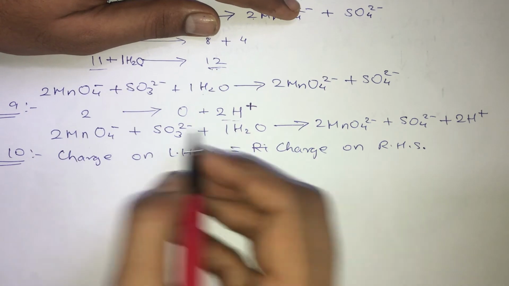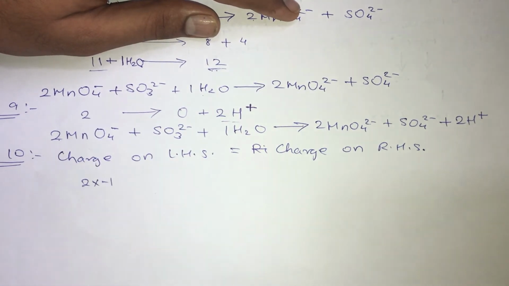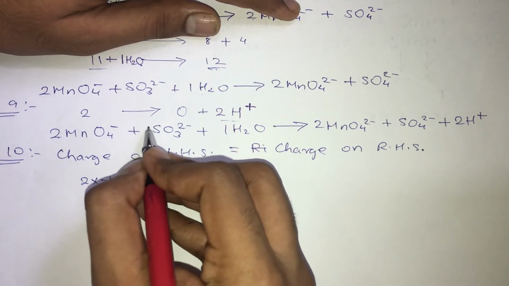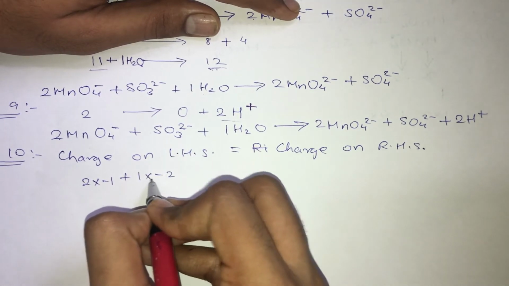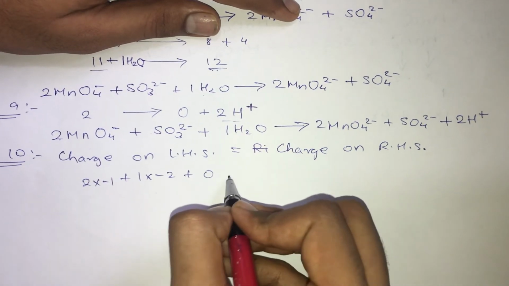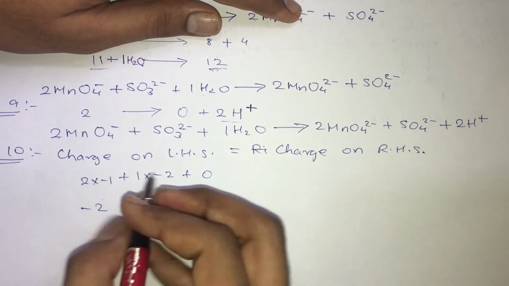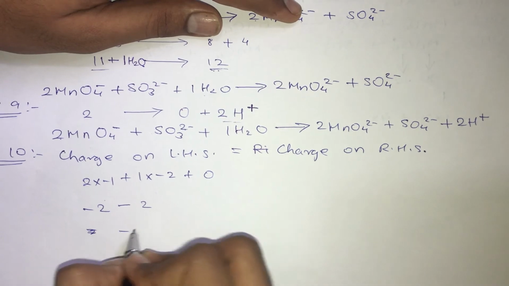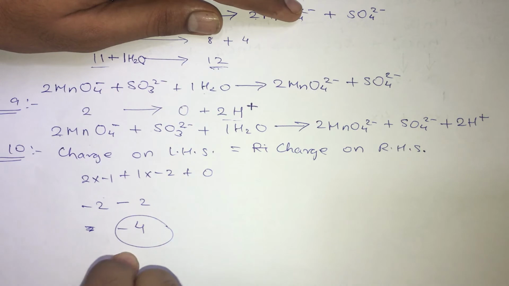What is the charge on the left hand side? 2 times minus 1. Okay, 2 minus plus 1 times, coefficient here is 1. Am I right? 1 times minus 2 plus here the charge is 0. Okay, so minus 2. Am I right? And here also minus 2, which gets you to minus 4. Am I right? So the charge on the left hand side is minus 4.